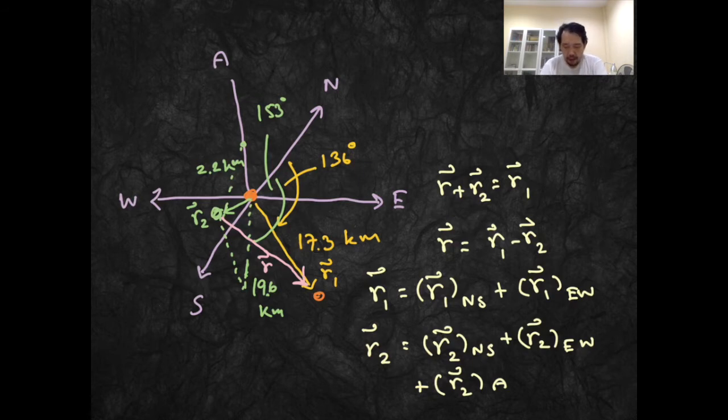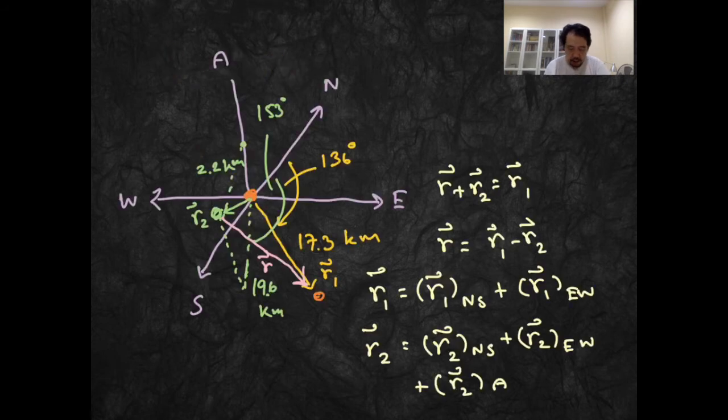You can see that R1 only has two components, that is along the north-south axis and east-west axis, because the ship is on the surface. But the plane is not on the surface, it is at some elevation or altitude from the ground. So we have one more additional component along the altitude axis. So we have these three components.